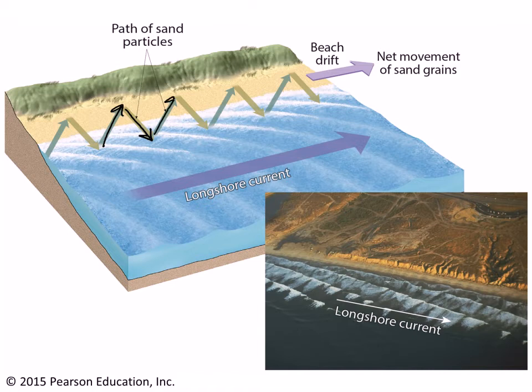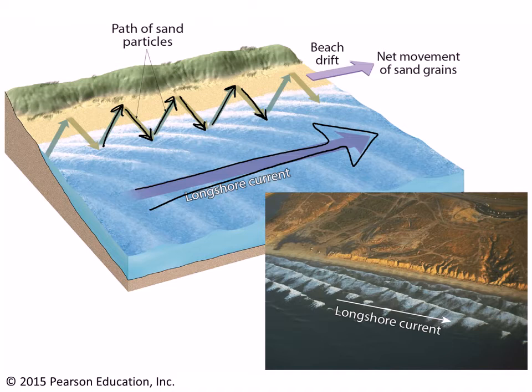The next wave pushes them uphill at an angle, gravity pulls them downhill, uphill at an angle, downhill, and so on. So there's an overall net movement in this case parallel to the shore. That's called the longshore current, and it moves sediment in a process called beach drift.